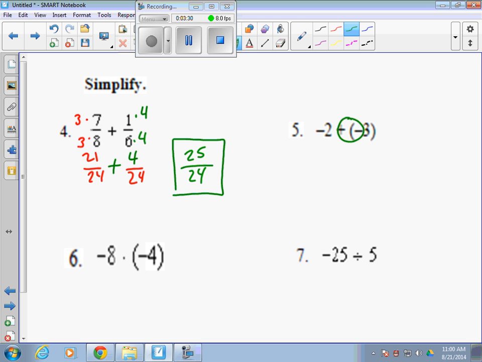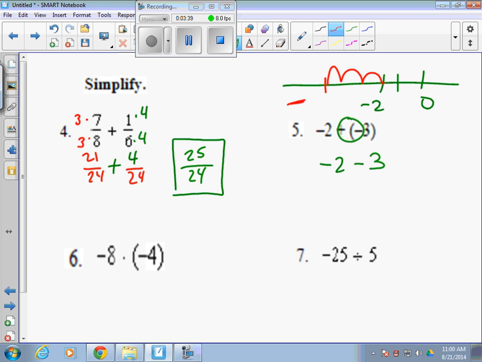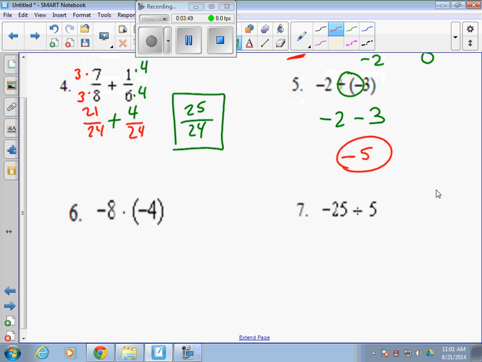Number 5 says -2 plus -3. Plus a negative is the same thing as -2 minus 3. Think of your number line. If you start at -2 and you subtract 3, you're going to go 1, 2, 3 more that way, and you're going to get -5. Or you can say they have the same sign, both of them are negative, add the absolute values 3 and 2, and you get 5, and keep the common sign, negative.